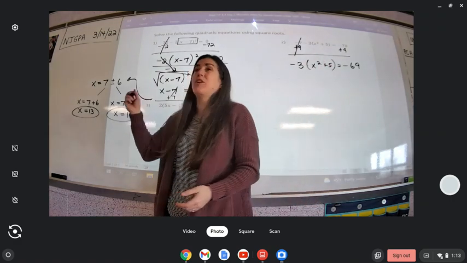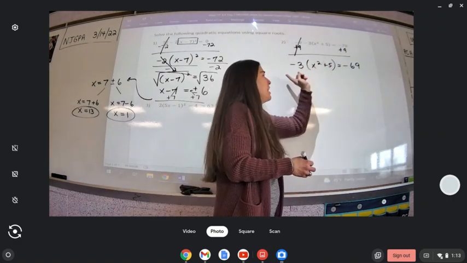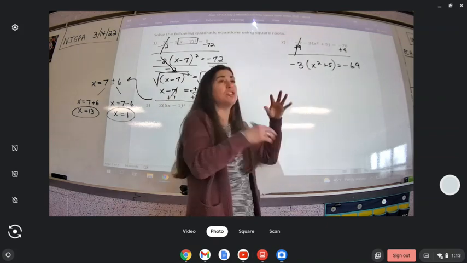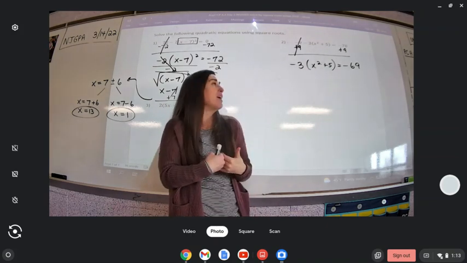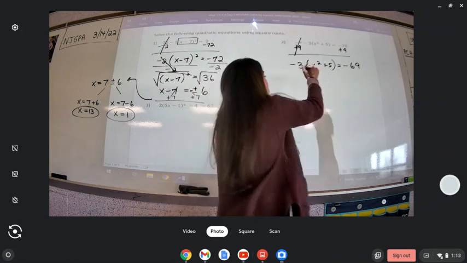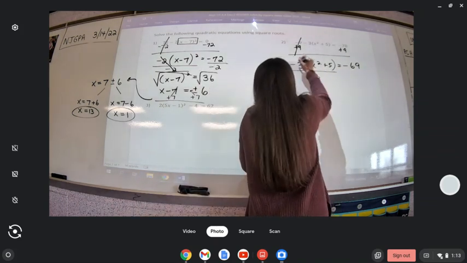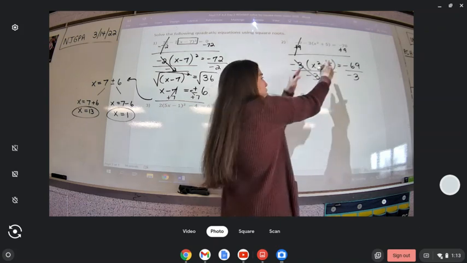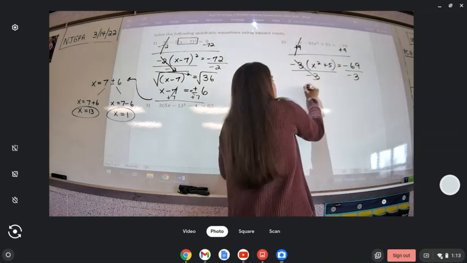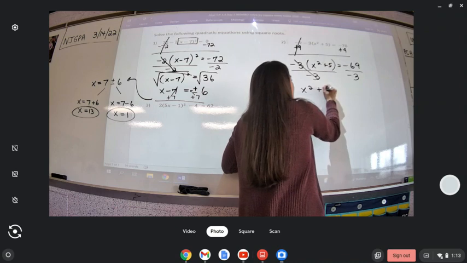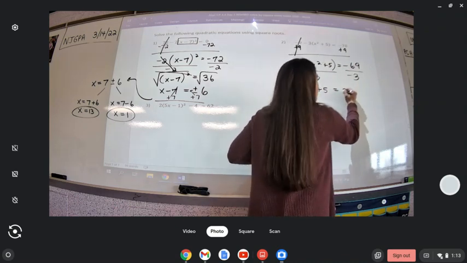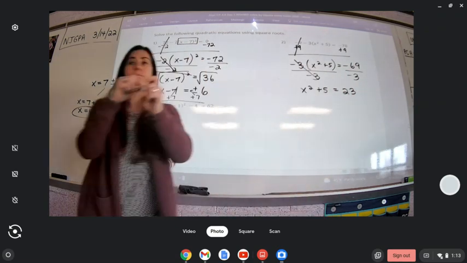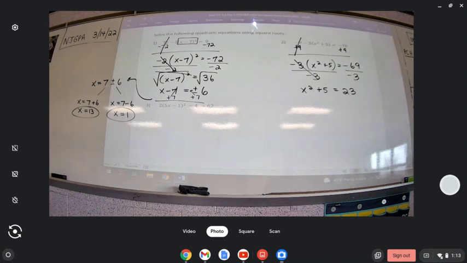Or we could do what we did over here. Instead of distributing to get rid of those parentheses, I could undo timesing by negative 3 by doing what? I could divide it away. I could also divide it away and be done with it that way. And now I don't need my parentheses anymore because there's nothing to multiply it with. It's x squared plus 5 equals, what is that, 23, okay? And now we're almost there. Keep going. Kayla, you haven't put it down yet.